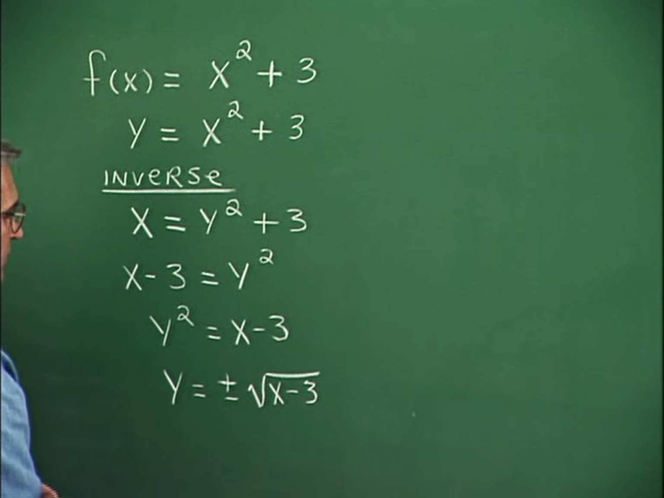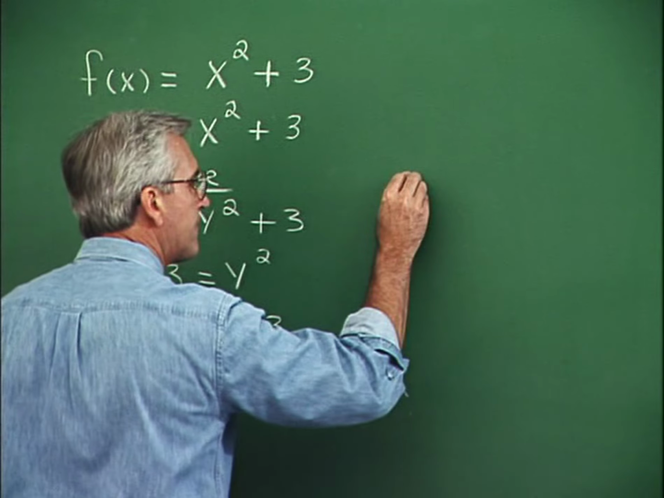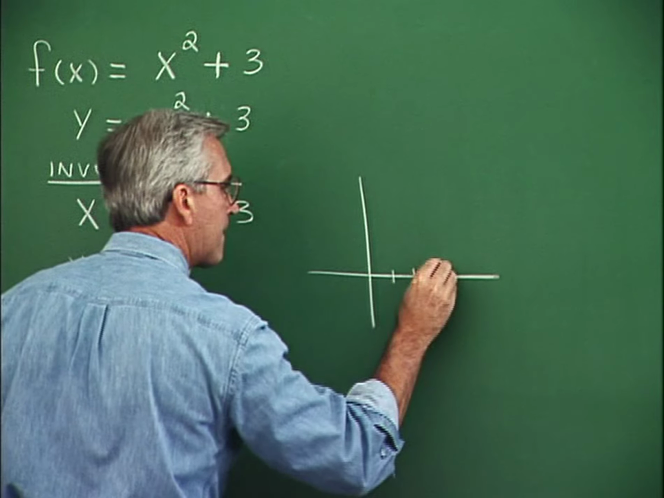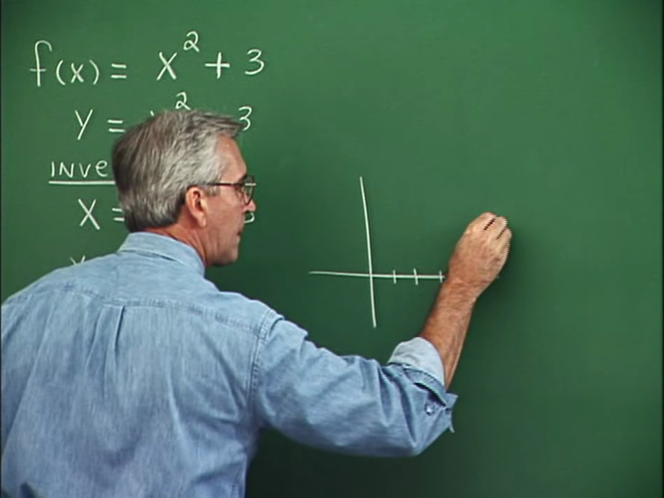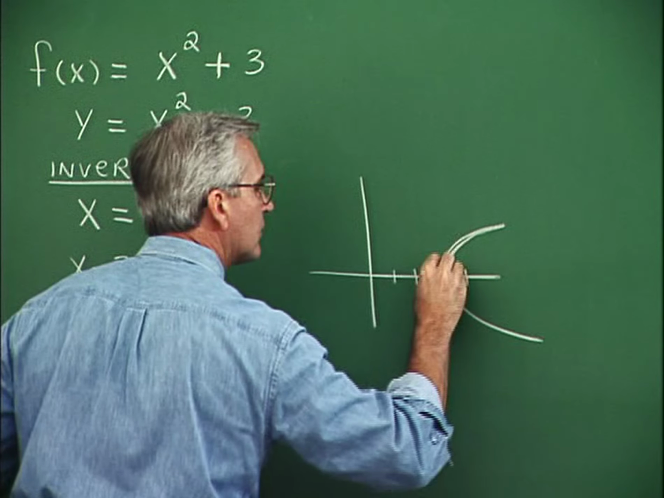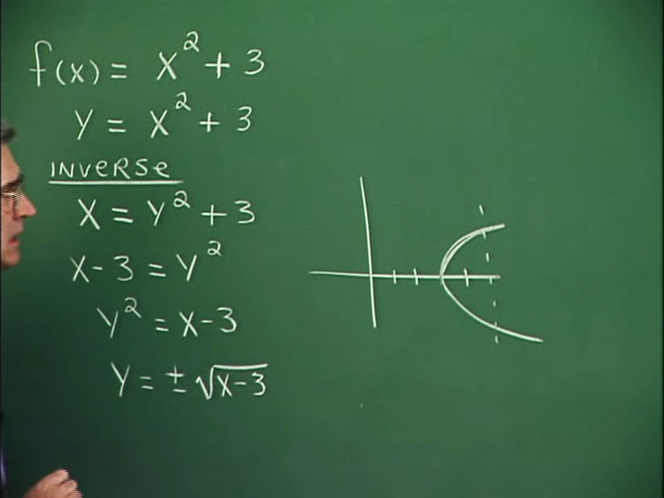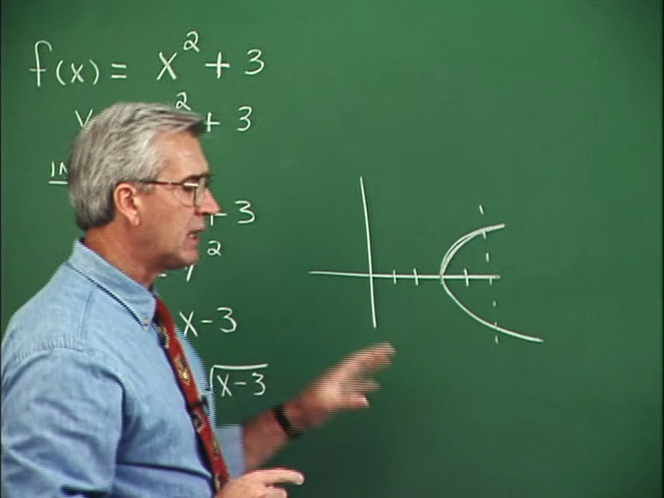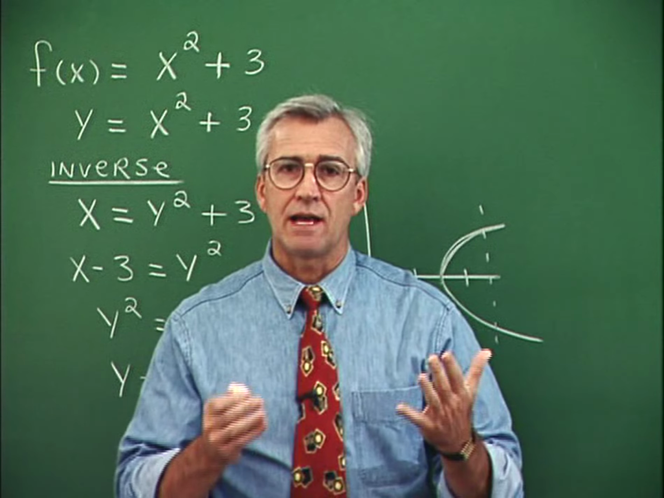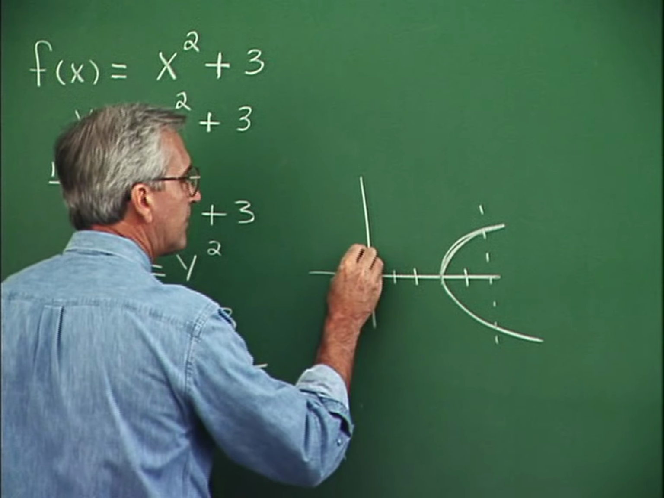Now graphically we can see it even more clearly. The graph of this kind of looks roughly like this. And so we're failing that vertical line test. Now, it was probably predictable that the original function would not give us an inverse that would indeed be a function if we simply look at its graph.